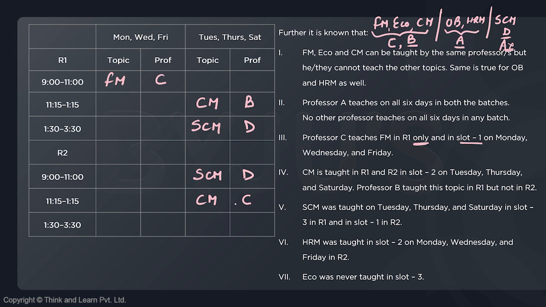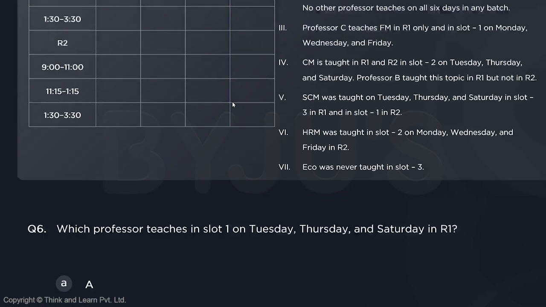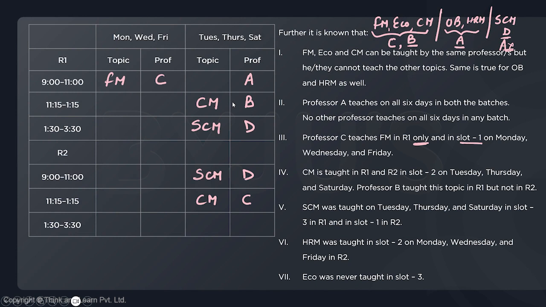A is the only teacher who teaches on all 6 days. So can I say this remaining slot must be occupied by A, because A must be occupying a slot on both groups of days, on Monday, Wednesday, Friday as well as Tuesday, Thursday, Saturday. By the same logic, A must be occupying a place over here as well. Of course, A will occupy a place on the other side too.